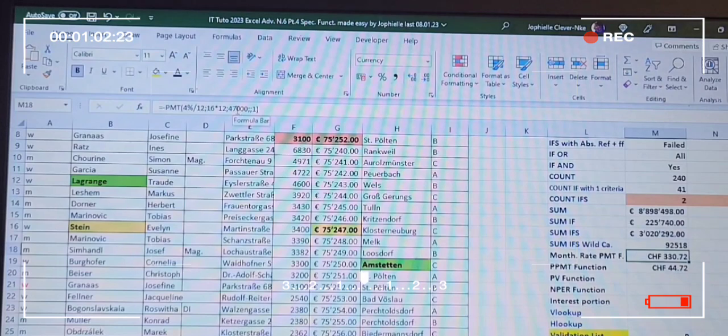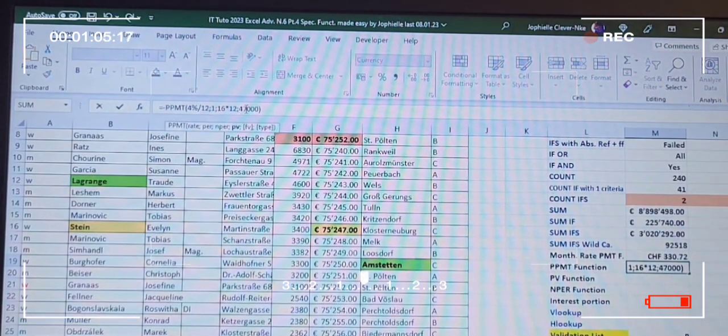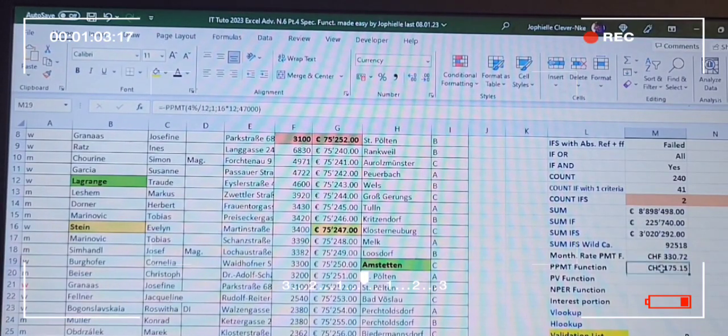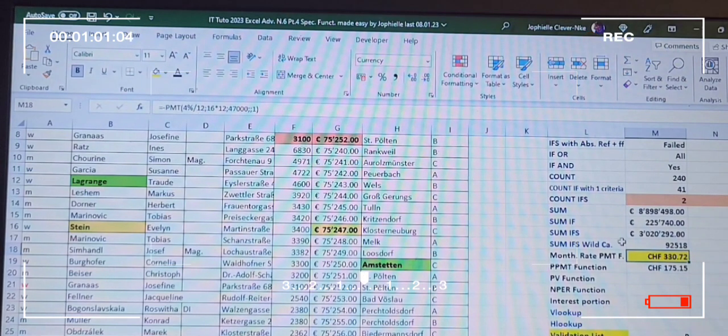Okay, here, I want to come back here. We did put 47,000, and here we have 12,000. Let's put 47, just like in the PMT, so that, why not? Okay, now we have 175 Swiss francs. This is our PPMT, this is our PMT. Let me highlight this one so we can see better. I'm going to do this one also yellow, and this one also yellow.